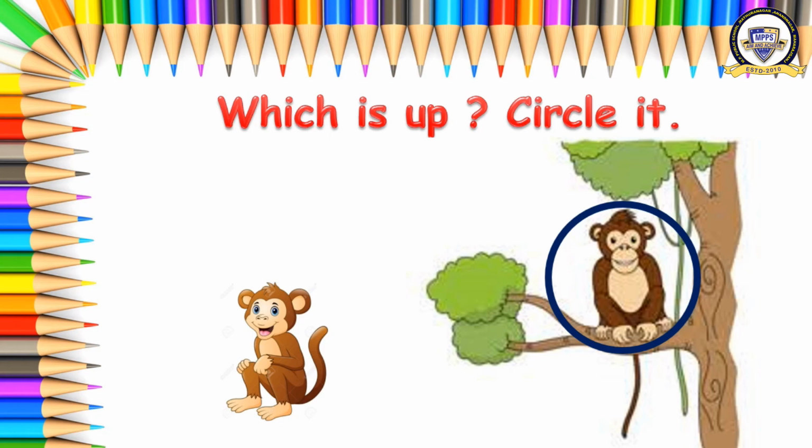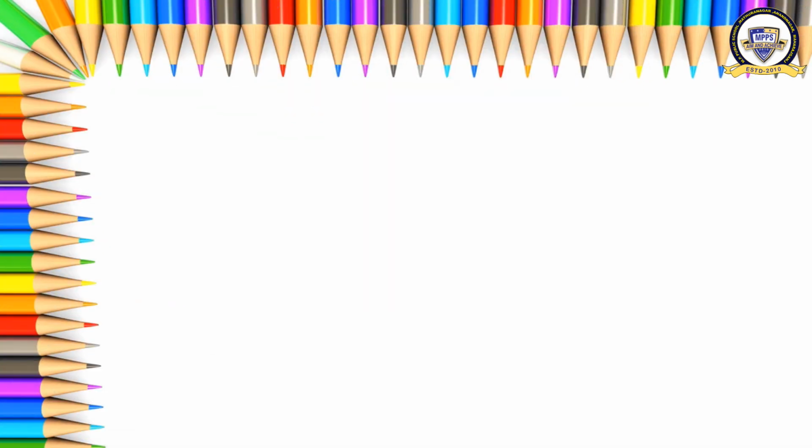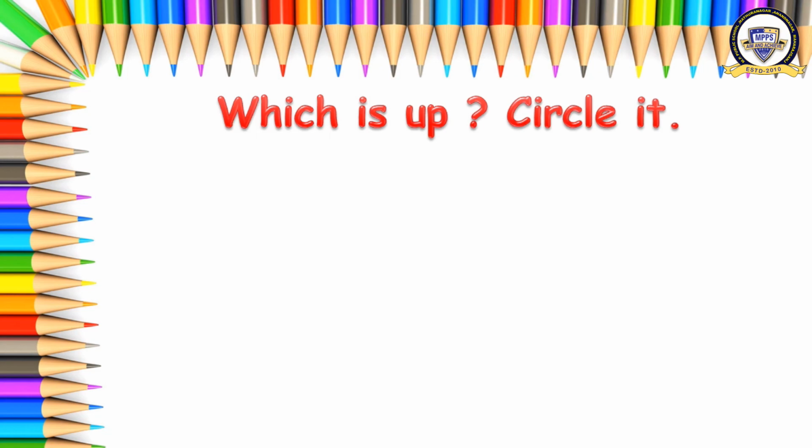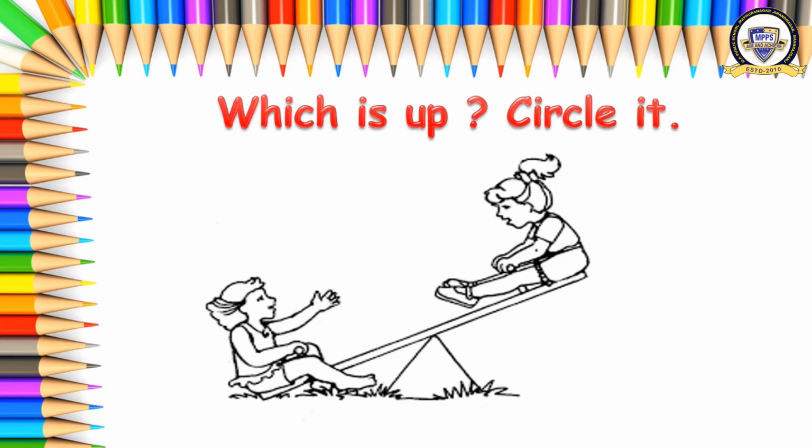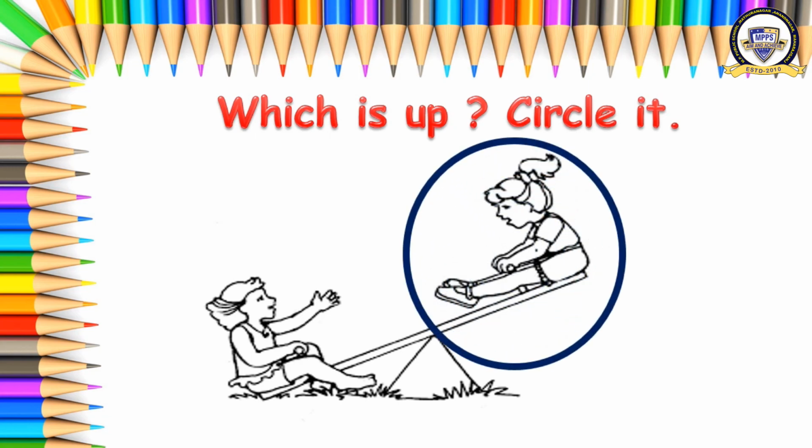Very good. Now the fourth question. Which is up. In the fourth question also, you will circle the thing which is on the top. Ready? See the question. Now you can see two girls. You have to find the one who is up. Tell me, the first girl or the second girl? Who is up? Excellent answer. The second girl is up. Very good.